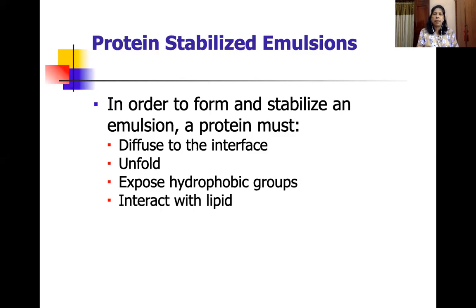Right? Therefore, in order to form and stabilize an emulsion, a protein must have these qualities. It should diffuse to the interface. It should be unfolded. Hydrophobic groups should be exposed, and it should interact with the lipids. So if these four qualities are in the protein, it can work as an emulsifier.